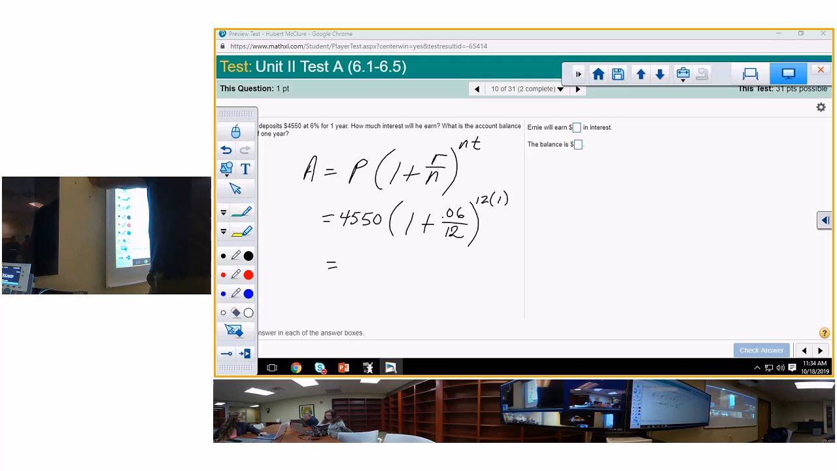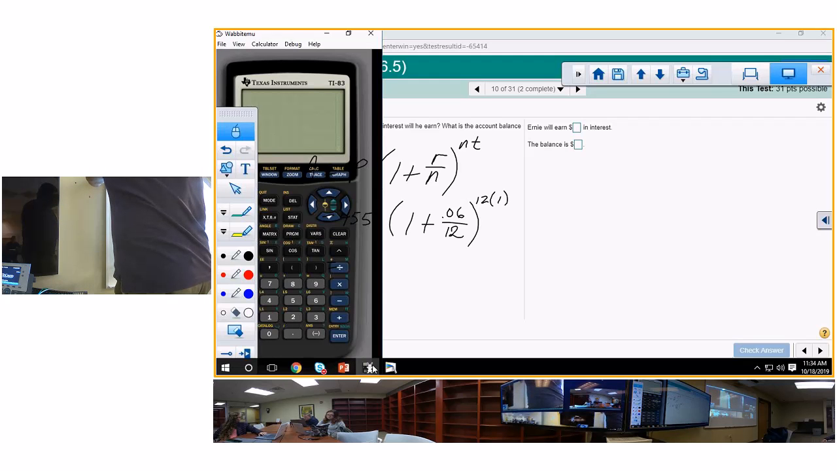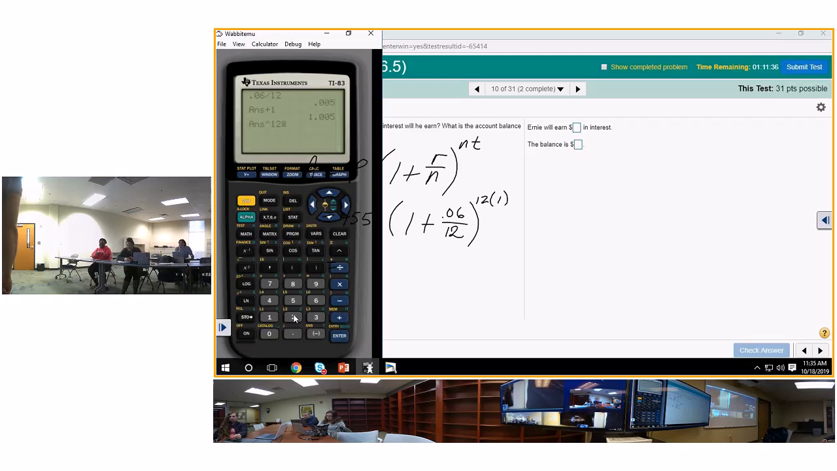I'm going to take my handy dandy calculator and try to do it. Okay, here we go. Work your way inside out. 0.06. Turn it on. It's hard to do this with a mouse. 0.06 divided by 12 equals. And what am I going to add that to? Add to 1. And what am I going to raise that to? 12th power. Now you can do 12 times 1 in your head, I would hope.